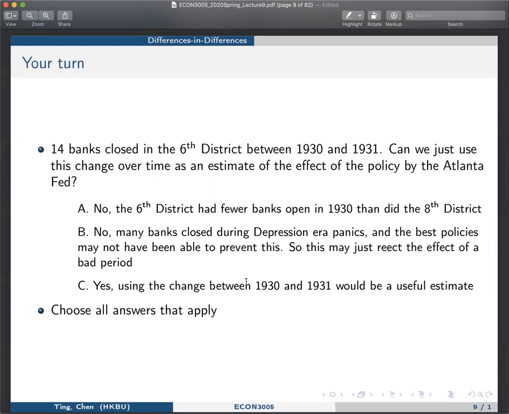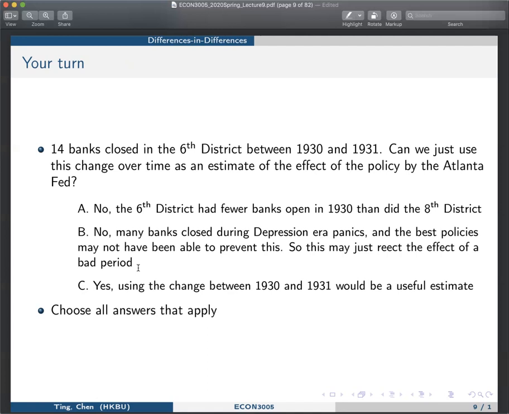So first, we cannot just use the treatment groups for the comparison. This is not an option. Why is that? Let me explain. The first option, the 6 districts having fewer banks, doesn't logically lead to the conclusion that we can use just the treatment group to estimate the effects of treatment. B is actually the right answer.